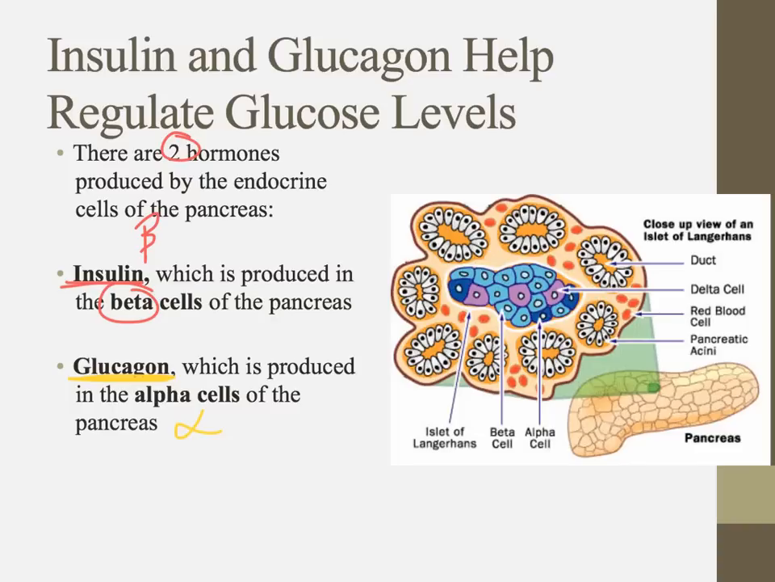So here's a different view of the pancreas across sections. Taking a section like this, I'm going to see those exocrine cells, and I know these are exocrine cells because they have a duct. Those are secreting those digestive juices. The endocrine glands are all in this region, and there's a few here that you don't need to know, but these beta and alpha cells you definitely need to know. Beta cells produce insulin, alpha cells produce glucagon.